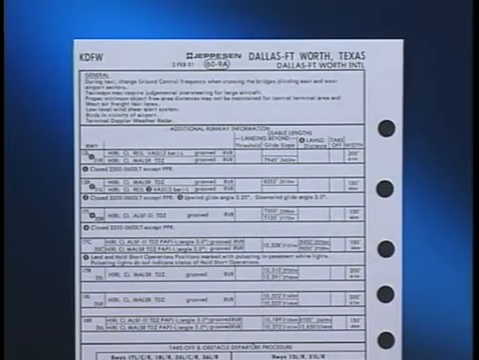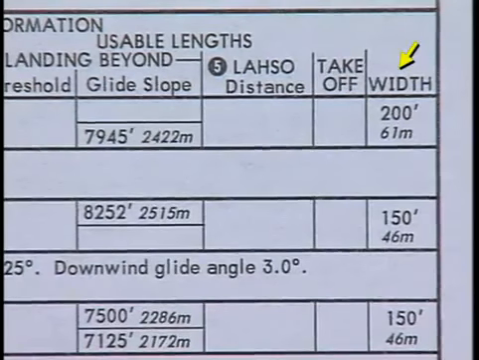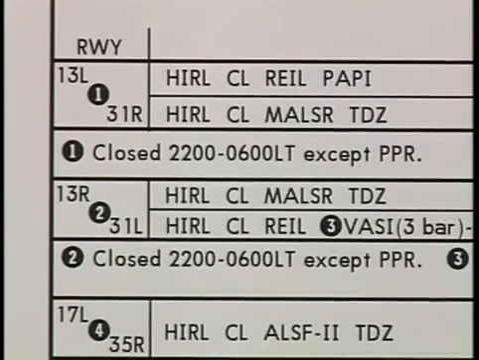Information regarding land and hold short distances and other pertinent LASO information is also printed in this section if LASO operations are conducted at the airport. Dallas-Fort Worth International Airport does conduct LASO operations as depicted on this chart. The last column shows the width of the runways. The bottom portion of this section identifies special runway information if applicable. This information is noted by ball flags in the runway column.